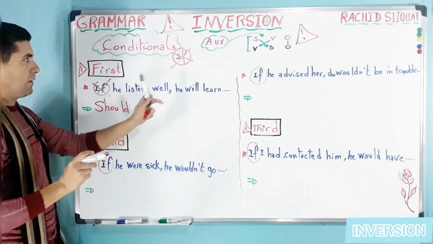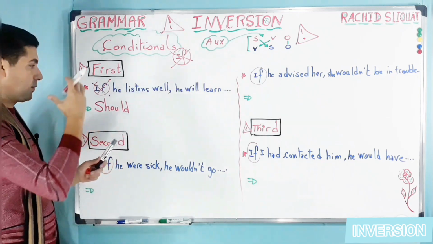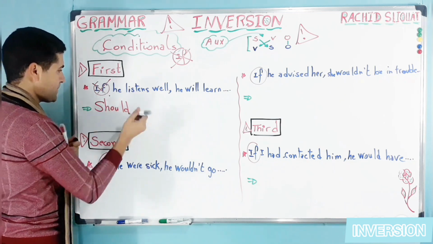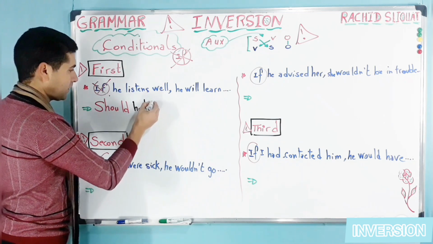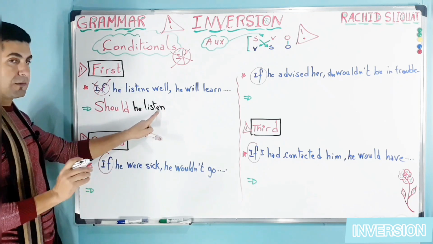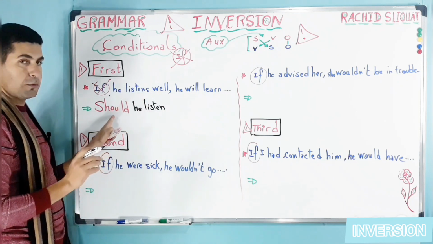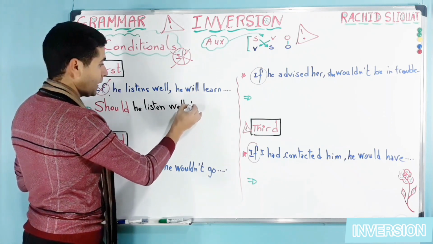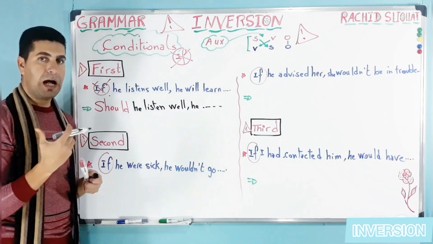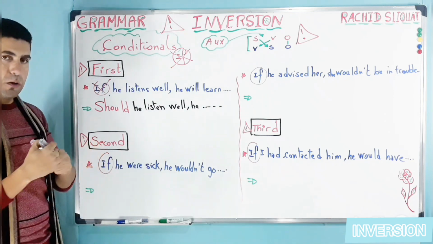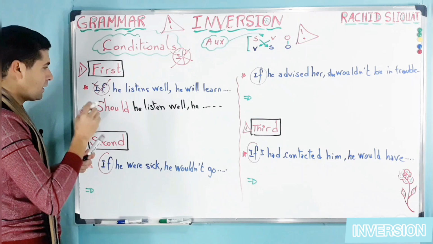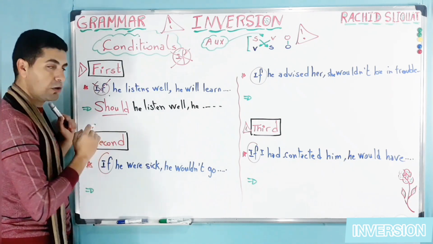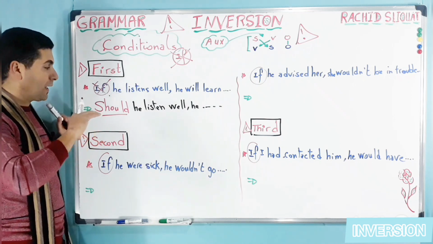This is in the form of an auxiliary. It is a modal verb as an auxiliary. And then we complete: should he listen? Not listens, because we have the auxiliary verb. Should he listen well? He will learn a lot. Now look what we did here. It's as if we replaced if with should, with a modal verb, and we completed the sentence.